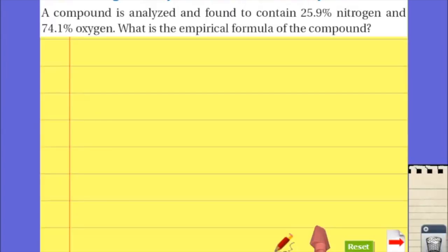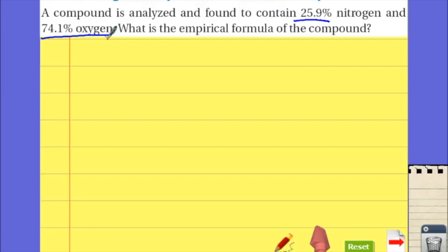Empirical formula, simplest form. Now I have a challenge for you. You need to have your calculator because I have been too easy on you. Let's do something a little bit more challenging. A compound is analyzed and found to contain 25.9% nitrogen and 71.1% oxygen. That's what they gave me. They gave me the percent composition of each element. They asked me for the empirical formula.